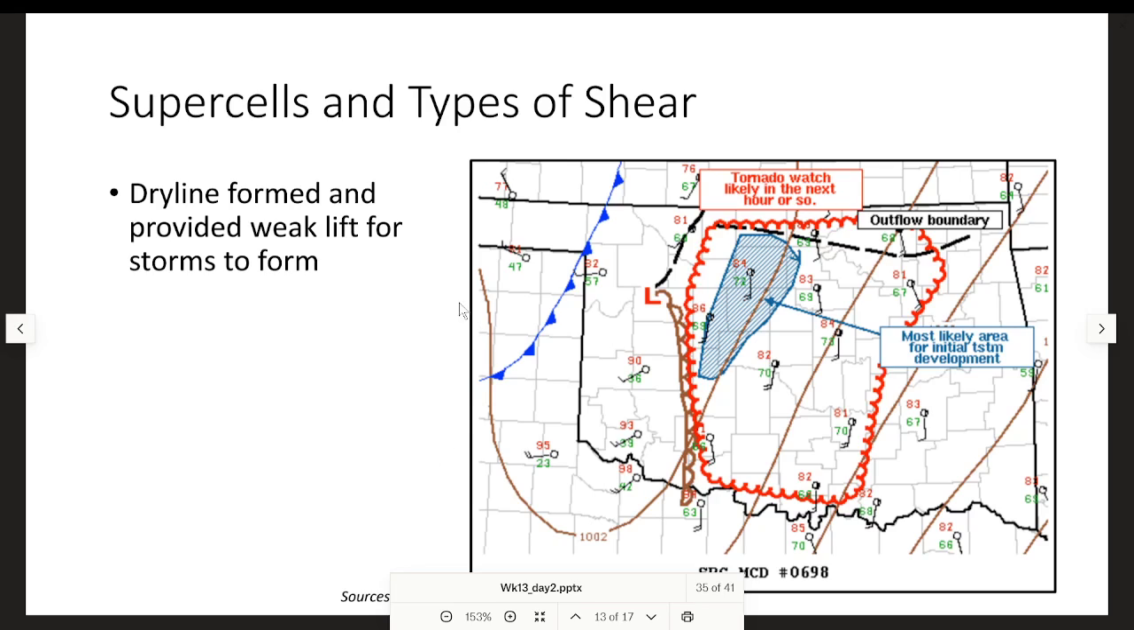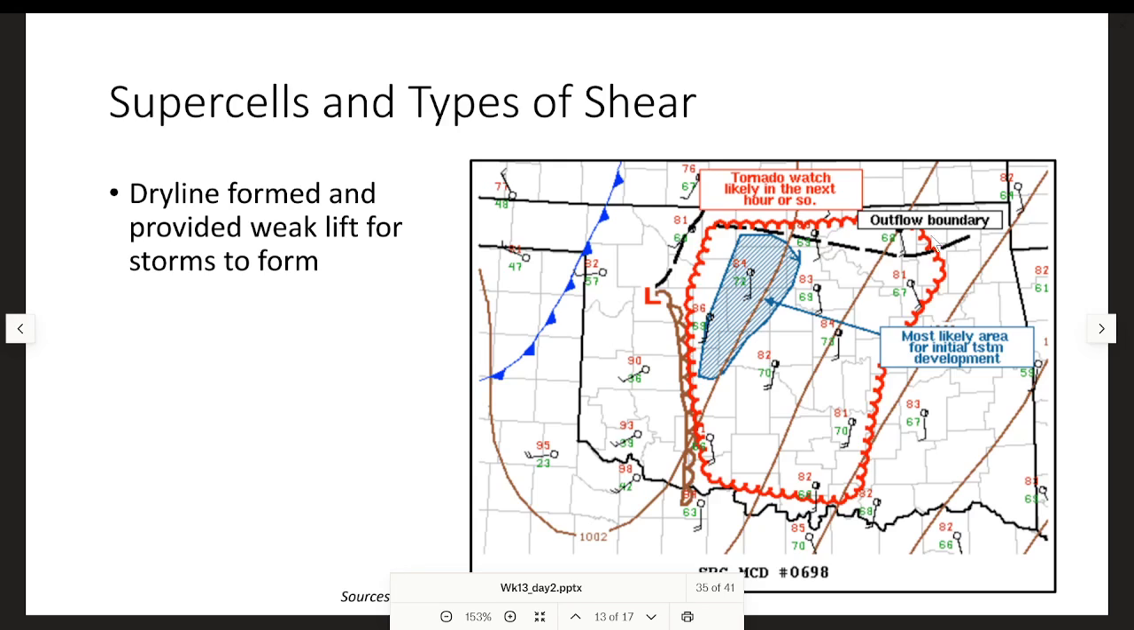So a dry line formed and provided weak lift for the storms to form. Here's the dry line, and there's the cold front behind it. This is a mesoscale discussion by the Storm Prediction Center, where they draw a cute little bubble where they think storms are going to form.